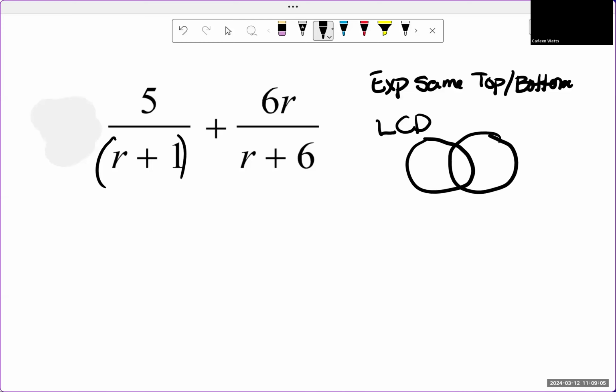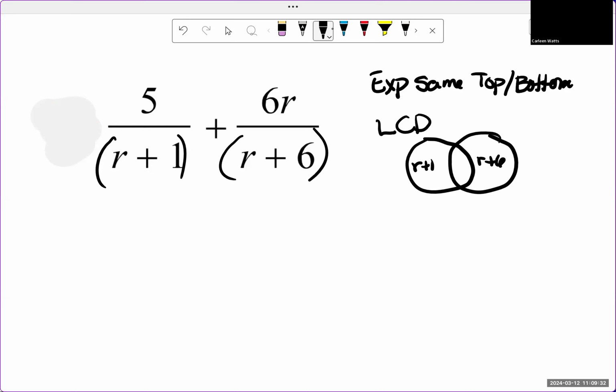R plus 1, BFF couple. R plus 6, BFF couple. I would ask you, but you would probably get it wrong. Do they have a common factor? No, they do not. Because R and 1 combined as a BFF couple. R and 6 combined. R plus 1 and R plus 6 have no overlap.